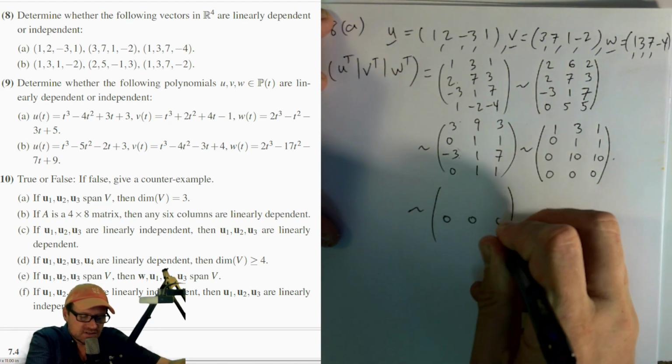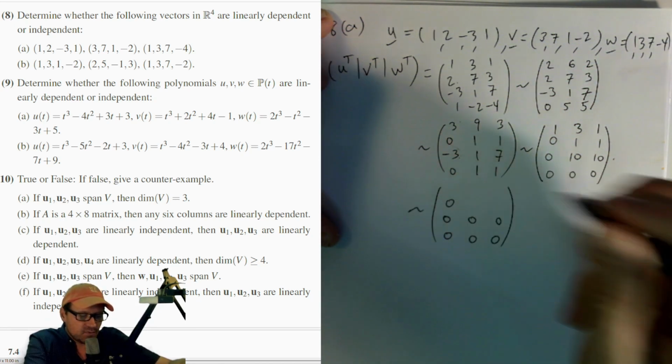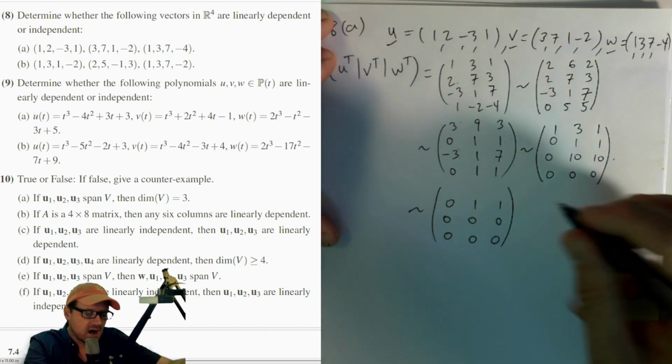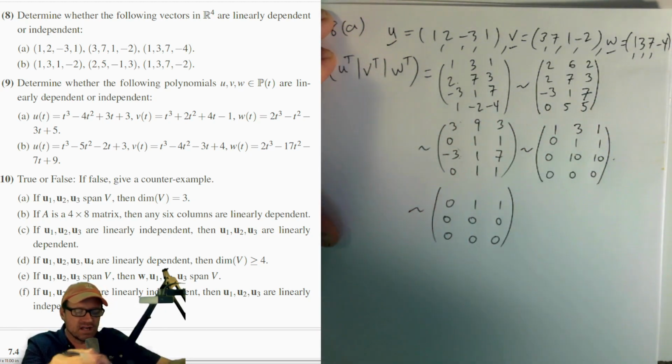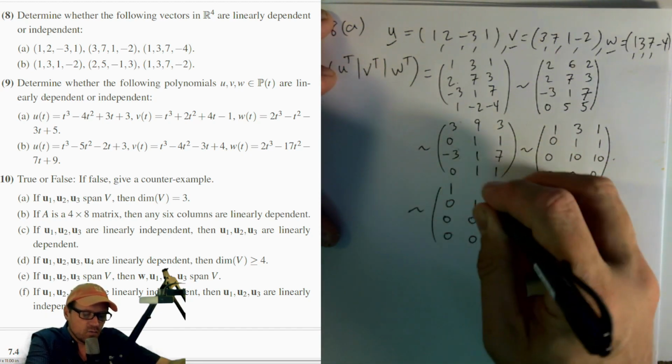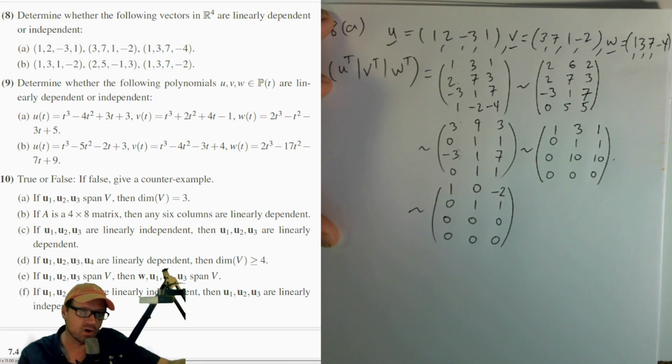So we have 0, 0, 0, row 4, 0, 0, 0, and let's keep row 2 the same for now, and we'll replace row 1 with row 1 minus 3 row 2. So that would give 1, 0, minus 2. Okay, so now that's in row reduced echelon form, but what does this tell us?